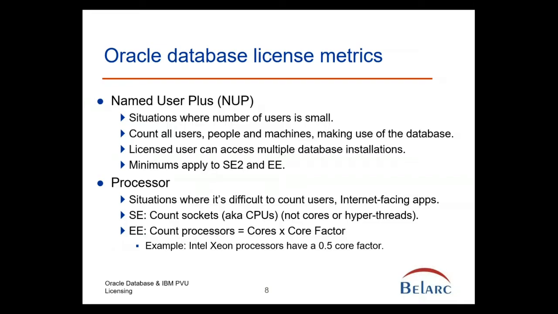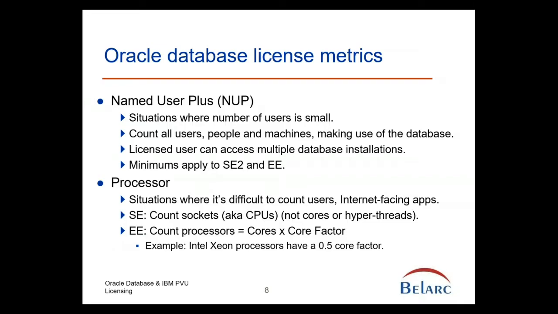On the other hand, you'll want to license by processor when you can't count the users, because if you can't count the users, you really don't know how many licenses you need to purchase. With the processor metric, the number of licenses that you need is simply based on processors. So it's a question of the number and size of the physical hardware, not who's using it. It's particularly useful when you've got internet-facing applications.